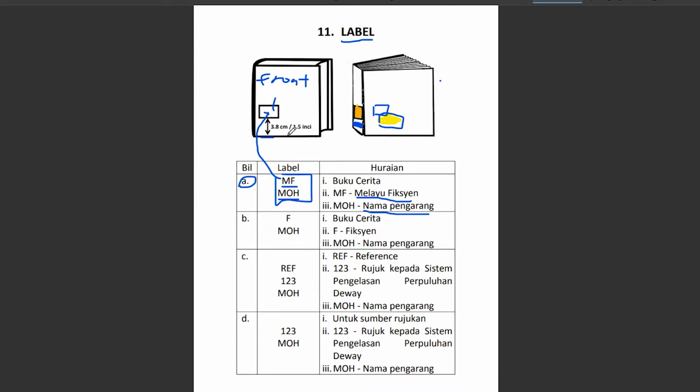You write this in the white sticker in pen. This has to be in pen. And you might be wondering, why do we have to do this? We are doing this because it's very easy for us to recognize what type of book this is aside from the colored sticker. So looking at the label, we know that this is MF. MF is Malay fiction. And if it's only F, then we know it's fiction. And if it's only fiction, then we know that this must be in English language.